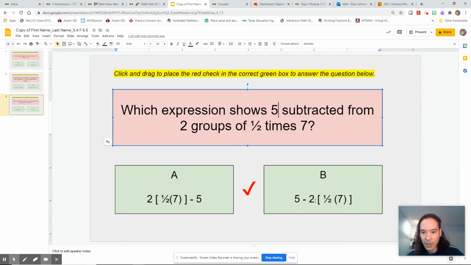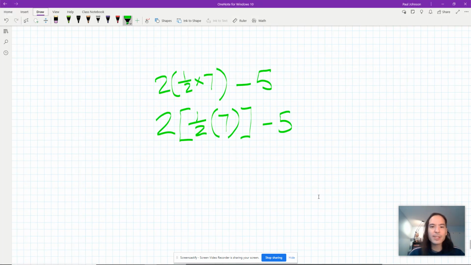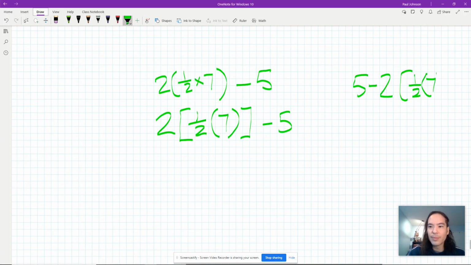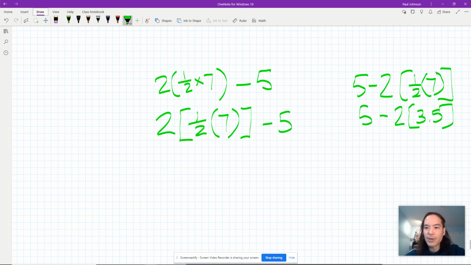So let's see what they did over here. The second one looks like 5 minus 2, and then they multiply 1/2 times 7. Now, the problem with this one is 1/2 times 7 isn't, in fact, our first step. We would do that first. But then after that, we would multiply 2 times whatever the answer to 1/2 times 7 is. So it's 3.5. So then we would have 2 times 3.5 as our next step. And then at the end, we would subtract that from 5.